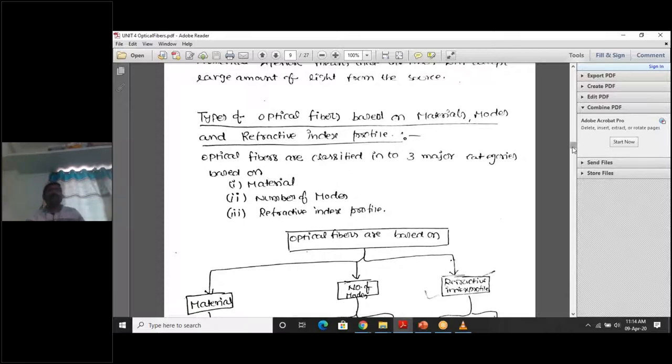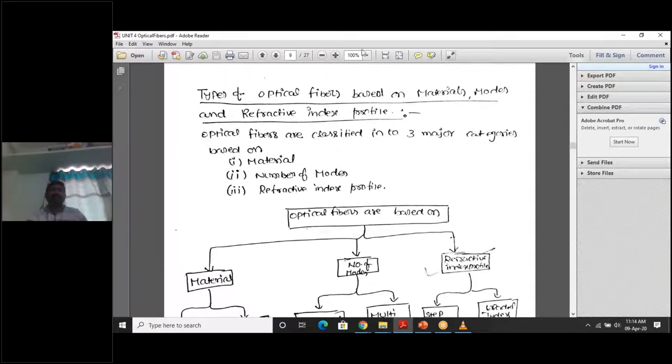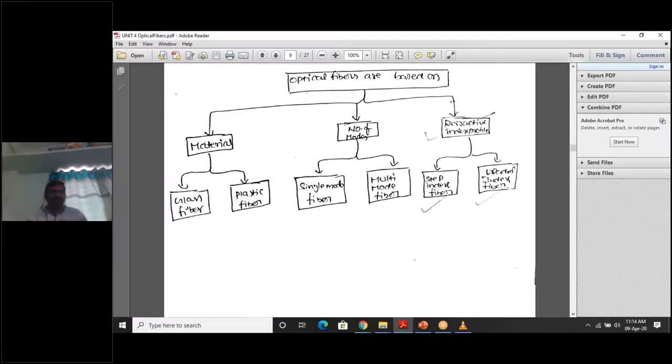The next important concept of this lesson is types of optical fiber. We can classify optical fibers in three ways. What are the three ways? Based on material, based on number of modes, and based on refractive index profile.